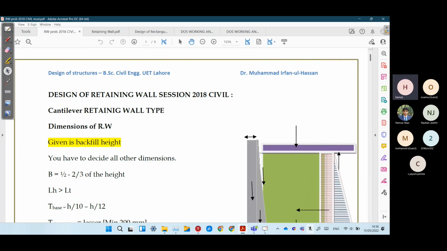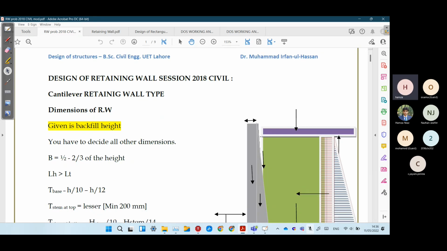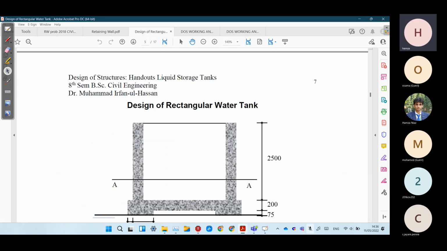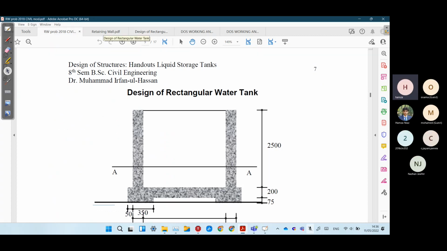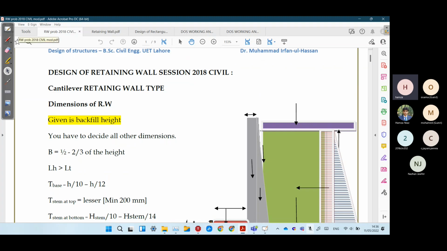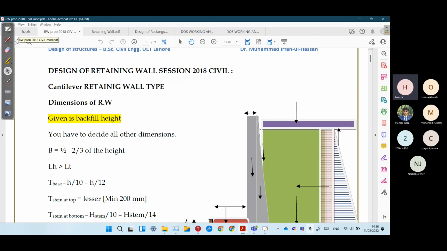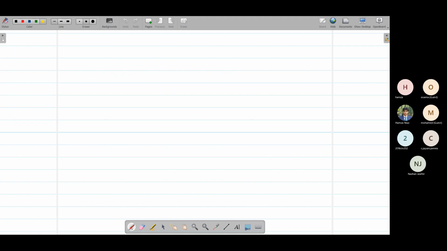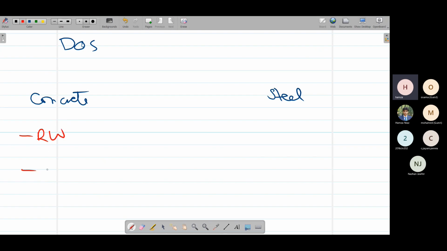So for today, we are going to discuss two topics of Sarifan: the cantilever wall and the design of rectangular water tanks. In Sarifan's syllabus, only these two topics we have to do. And for steel, first of all, let me write. For DOS, we have concrete portion as well as steel portion. So for concrete, we have only retaining wall and tank design. There are only these two topics.